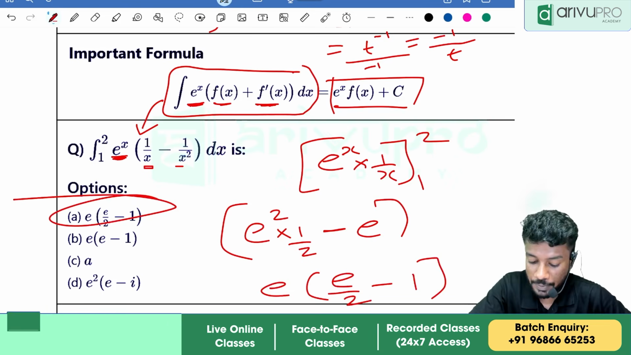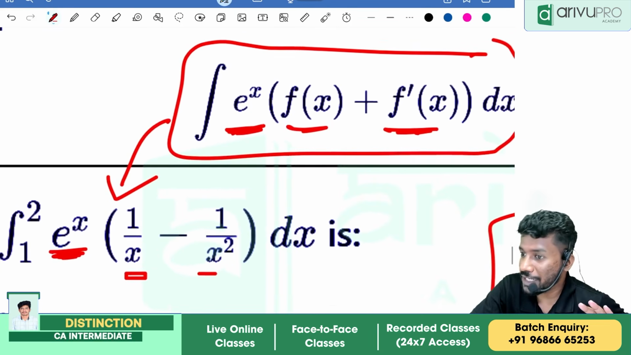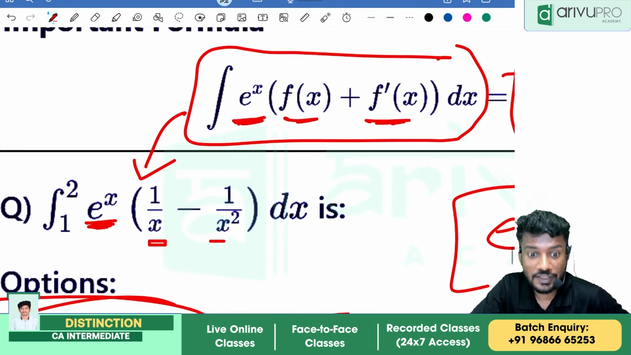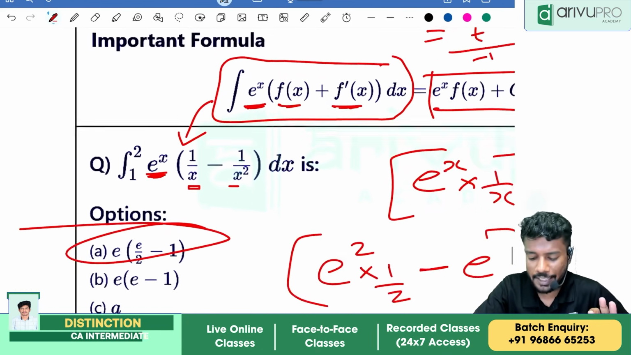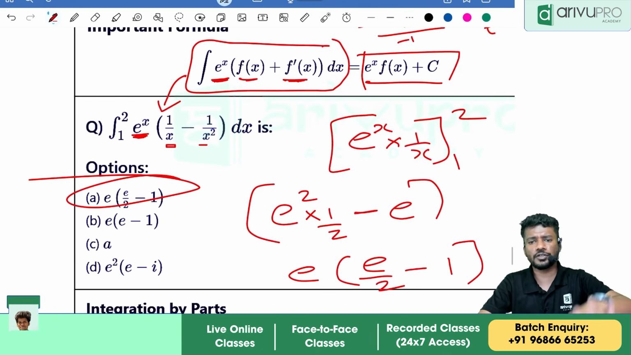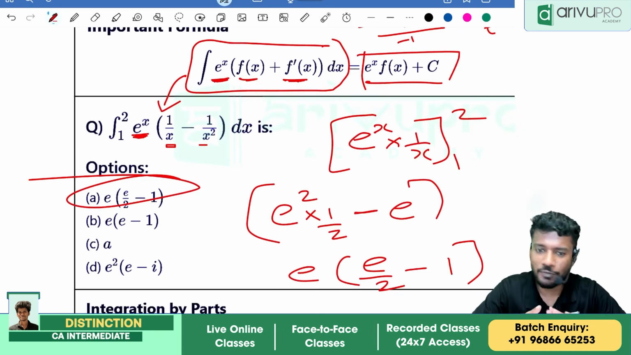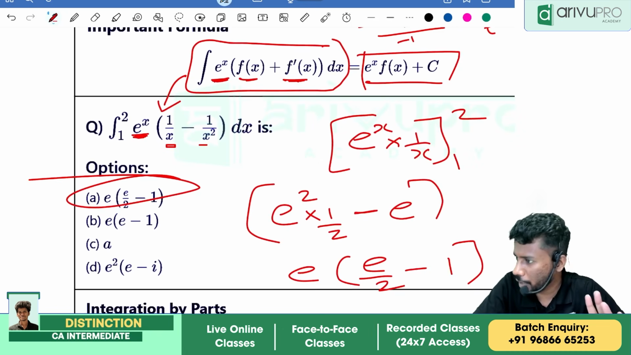Now it is only applicable if it is of this form. Whenever e raised to x and f of x is coming into the picture, then only it is applicable, otherwise you cannot do it. And I am telling you, if you are getting a question like this in your examination, it will be of this form itself. Okay, yes.